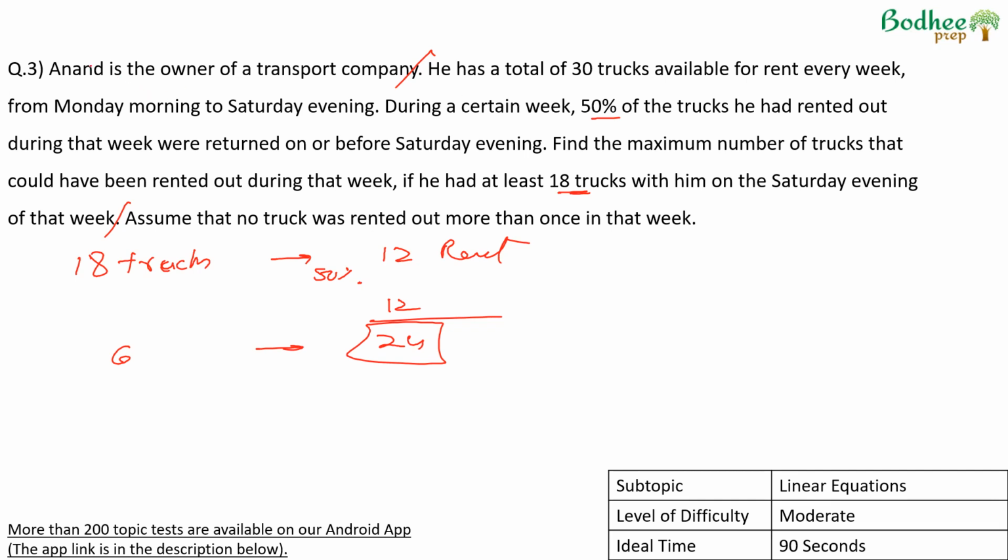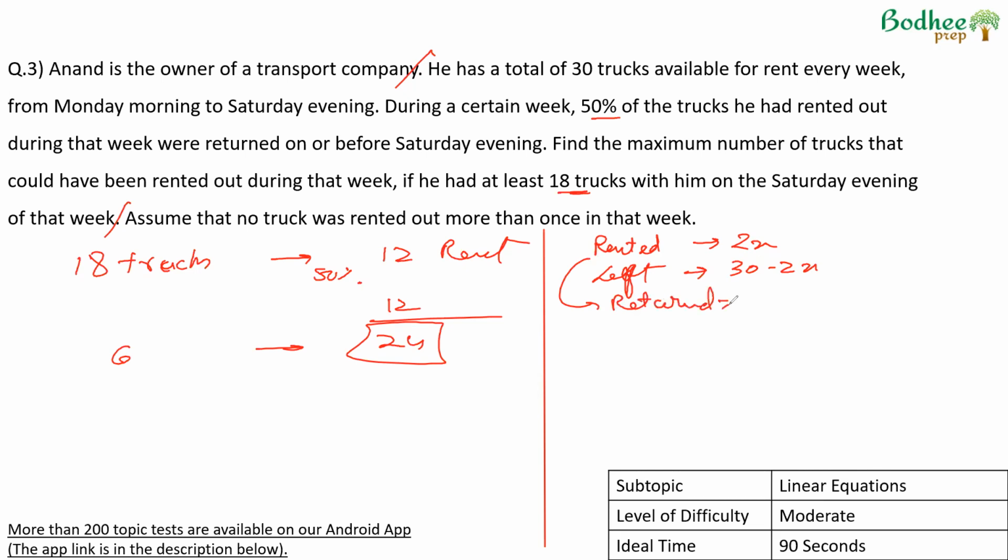If we are making equations, what do we do with this question then? We'll say, suppose the number of trucks rented were 2x initially. That means number of trucks left would be 30 minus 2x. Out of these returned trucks are 50%, that is half of 2x, which is x are returned.